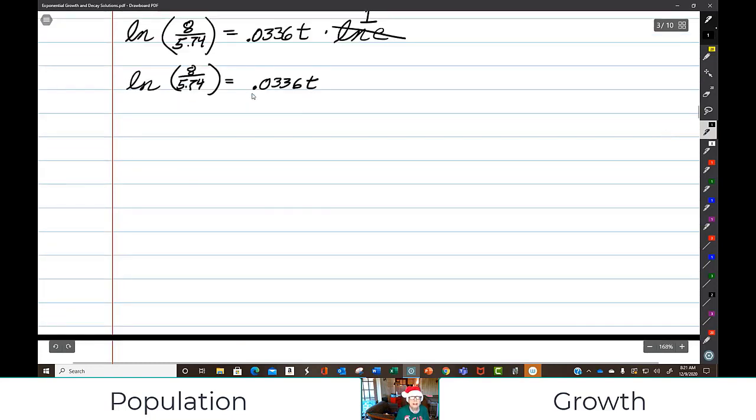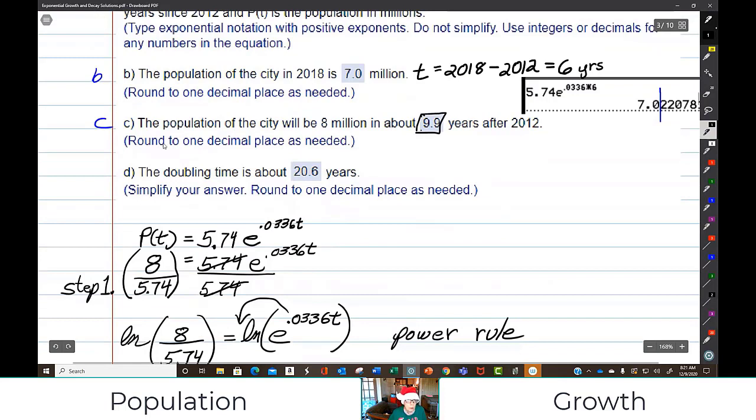8/5.74. Then to solve for t, I divide by the rate, the growth rate, k, 0.0336. The 0.0336 cancels. And this is what I'm going to calculate, and round to one decimal place as needed. And I should get 9.9 years. Let's see.